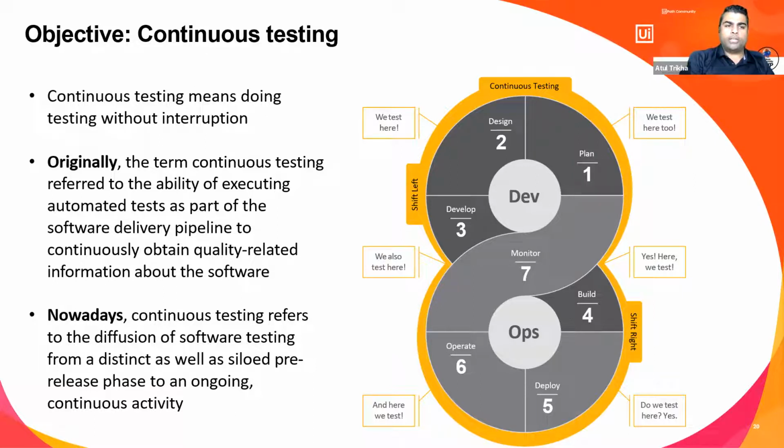Originally, the term continuous testing referred to the ability of executing automated tests as part of our software delivery pipeline to continuously obtain quality related information about the software. But nowadays, continuous testing refers to the diffusion of software testing from the distinct as well as siloed pre-release phase to an ongoing continuous activity. What does that mean? It means we need to do testing at each and every phase wherever possible, right?